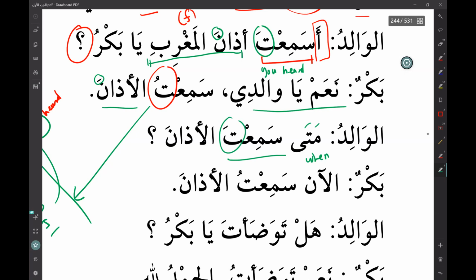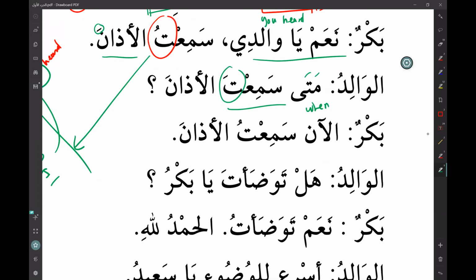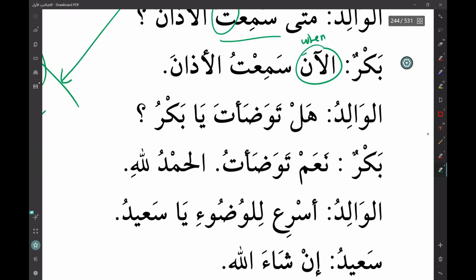Okay, so pay attention to those pronouns. And Bakr says, al-ana. Remember, al-ana is always going to be with fatha. Okay, so you say al-ana is always with the fatha. Al-ana sami'tu al-adhan. Now I heard the adhan. Then we have hal tawadda'ta ya Bakr.